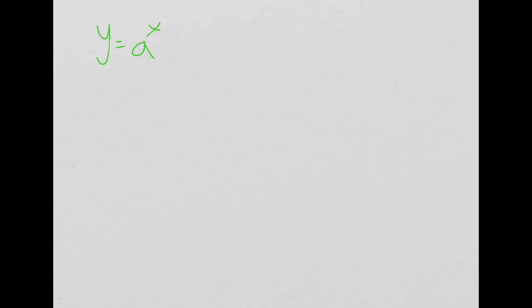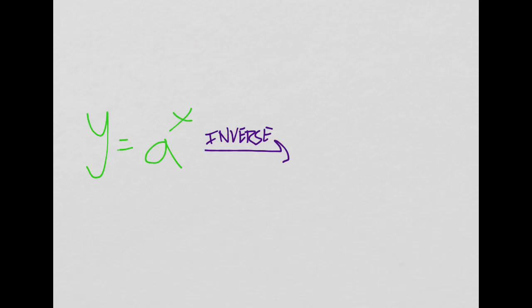Alright, so here's the idea. If we have some exponential function, y equals a to the x, and we want to take the inverse of that function, well, remember what you do with an inverse. You switch places of x and y. So we would rewrite this as x equals a to the power of y. Notice we switched the location of y and x.